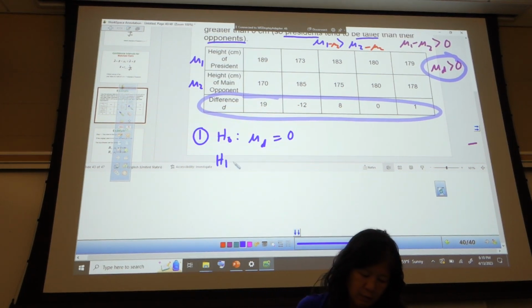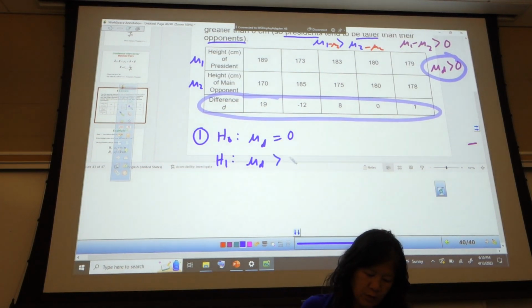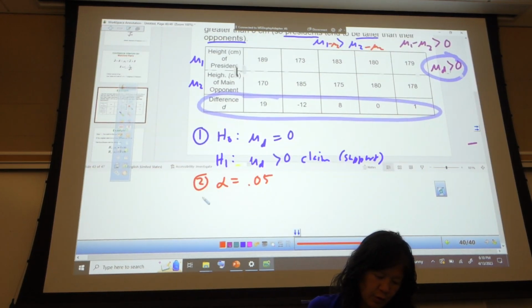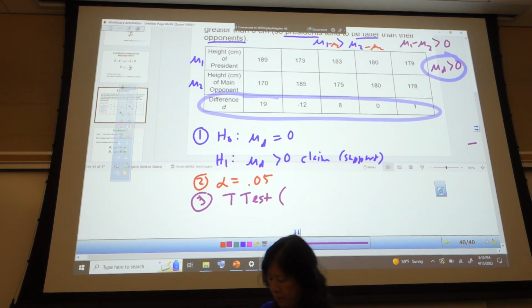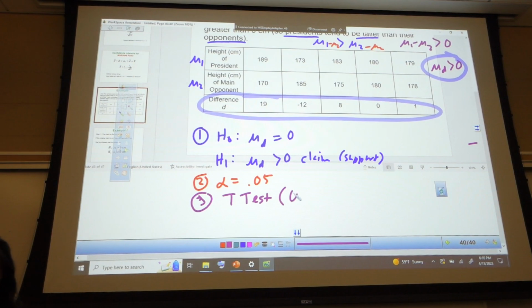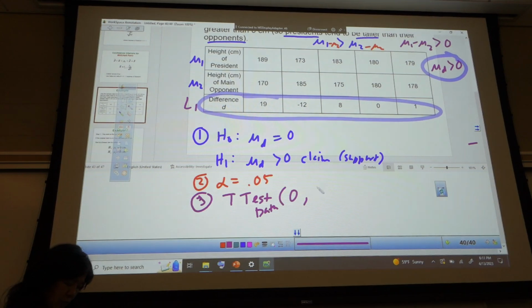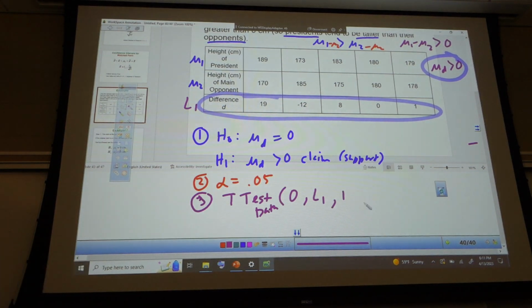H1 is my claim. Mu d is greater than 0. That's my claim. I'm going to use the word support. Step 2, my alpha. Alpha is 0.05? Yes. Great. Step 3, I'm going to do a t-test on these numbers. My mu naught is 0. I'm going to do data. So I'm going to use list 1. I'm going to put these guys, my differences, into list 1. I'm only going to use them once. And my claim was greater than. I'll show you what I mean.